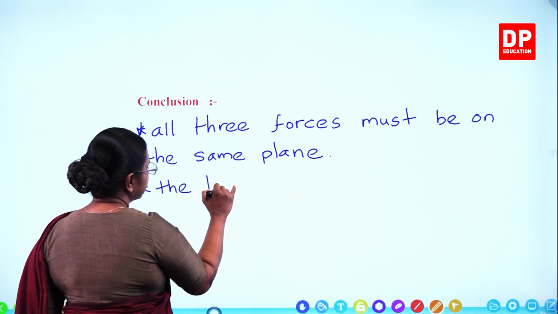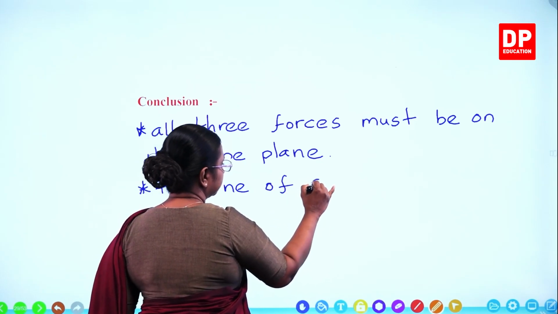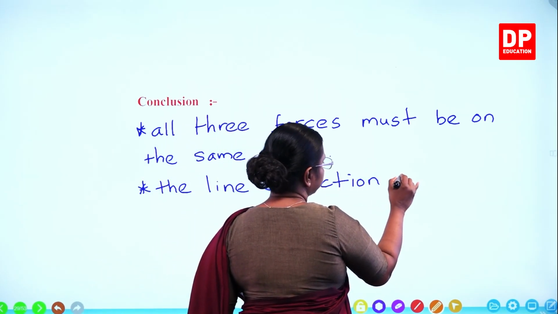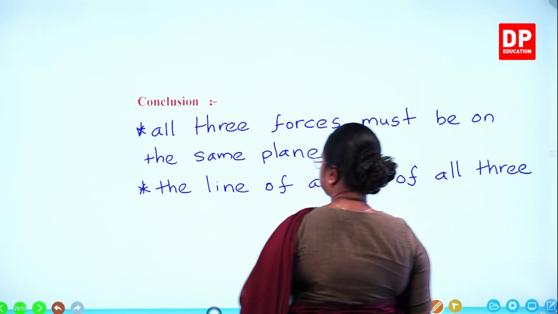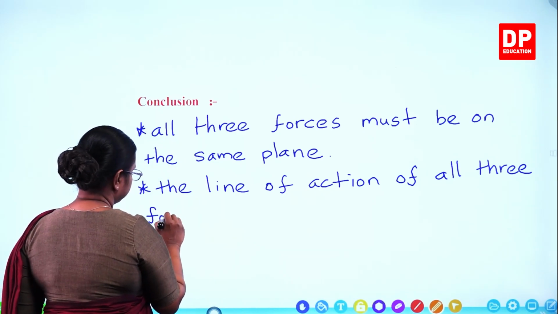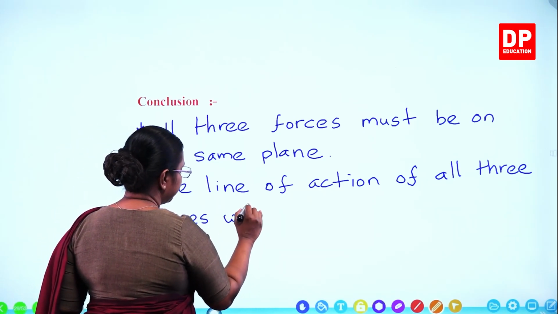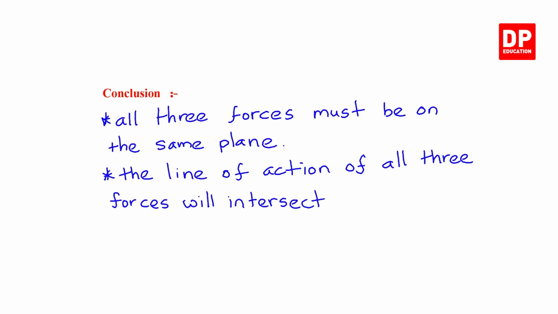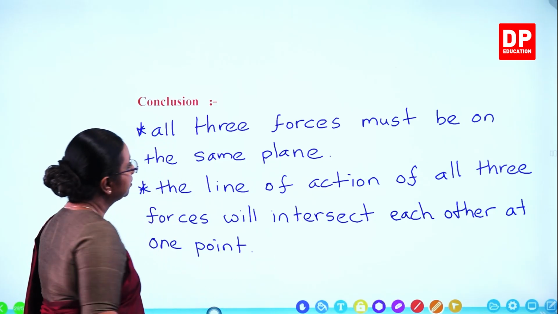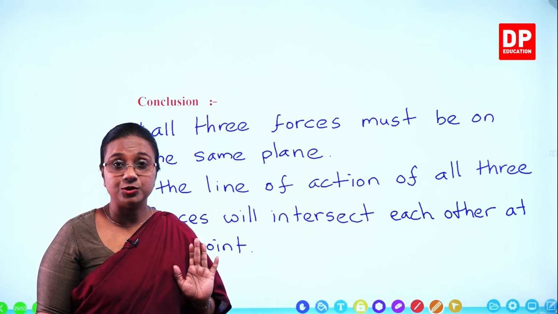The line of action of all three forces will intersect each other at one point. So those are the conditions that need to be satisfied.